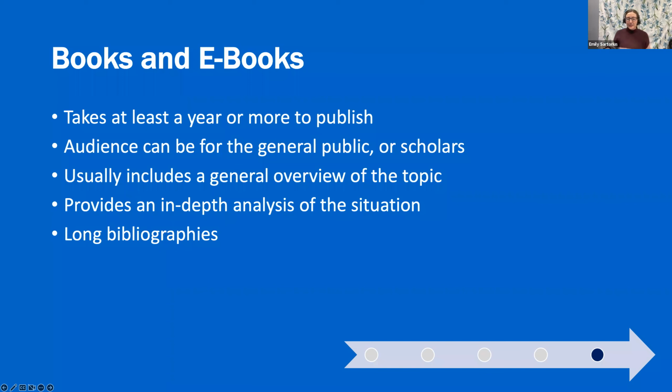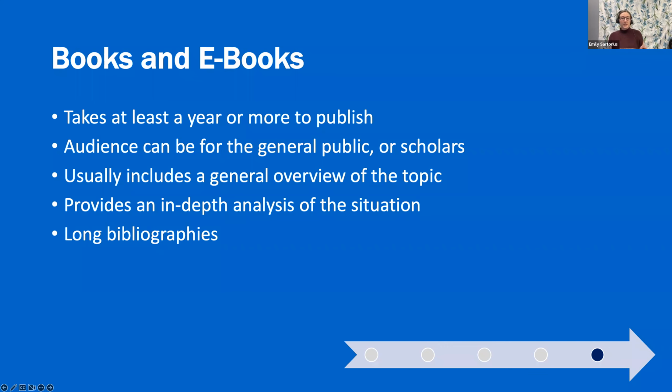The last stage of the information timeline includes books and ebooks. Books and ebooks take a year or more to publish. The audience can be for the general public or for scholars. Books and ebooks usually have the room to include a general overview of the topic or the event and provide an in-depth analysis of the event.